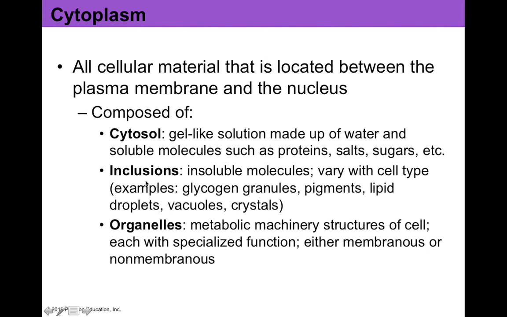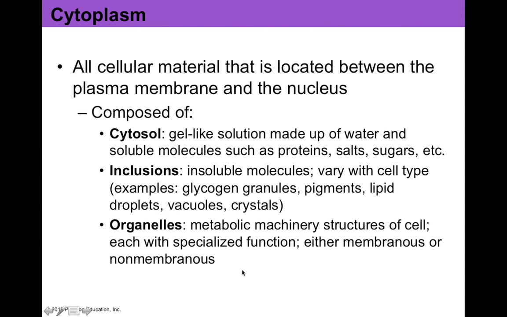But some examples of different types of inclusions you can find in cells are glycogen, different types of pigments like melanin, or lipid droplets, vacuoles, and even crystals of different substances. Now, the organelles are really what we'll focus on for the majority of this video. And remember, organelles mean tiny little organs. They're basically metabolic machinery and structures of the cell. Each organelle having its own specialized function. And there's different types of organelles.